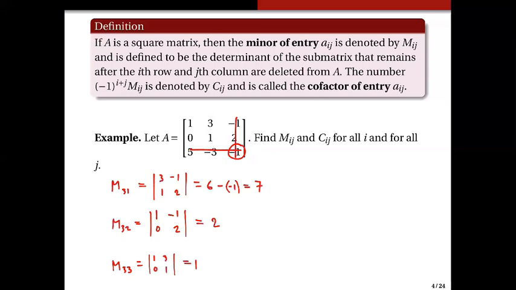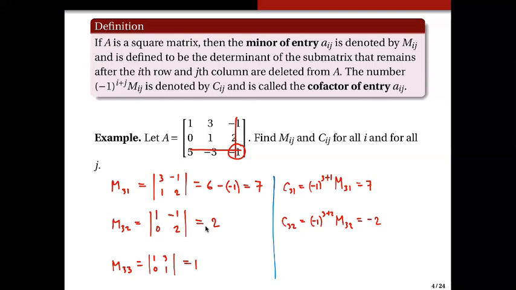For the cofactors, we have C31. This is equal to negative 1 raised to 3 plus 1 times M31. 3 plus 1 is 4, so negative 1 to the 4 is positive 1. And M31 is equal to 7, so this is just 7. C32 is negative 1 raised to 3 plus 2 times M32. Negative 1 raised to 3 plus 2 is negative 1, and M32 is 2. So this is just negative 2.